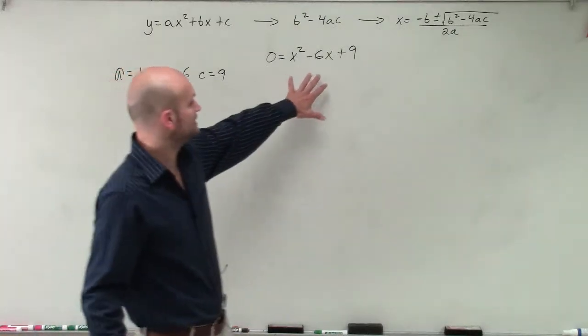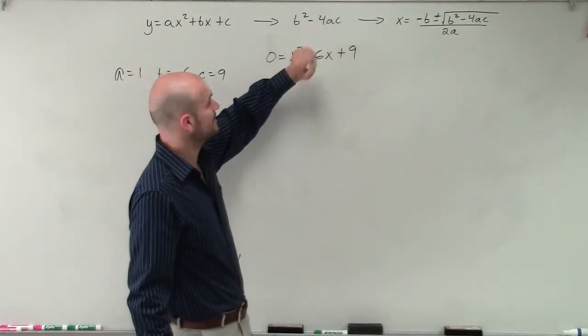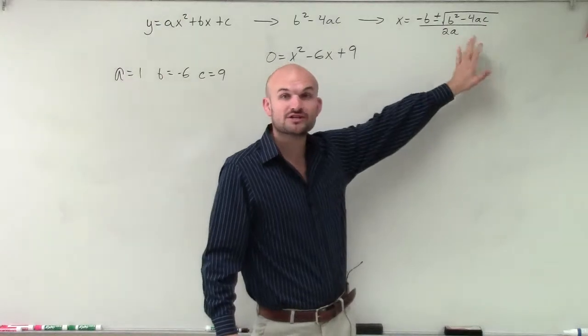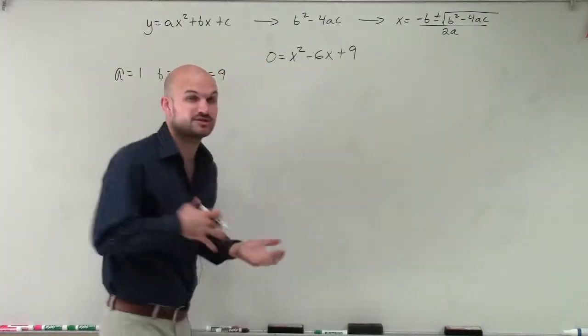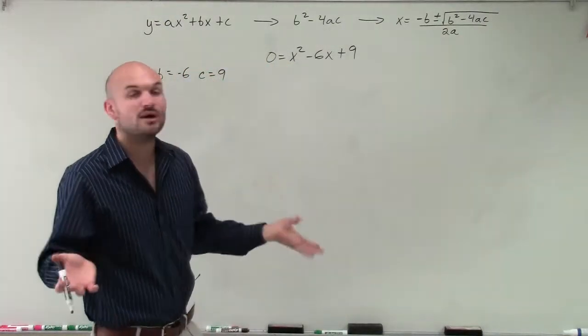Then what we're going to do is determine the discriminant. And the discriminant is going to be part of our quadratic formula of what we're taking the square root of. And that's going to help us determine the type of solutions that we have, as well as what the x-intercepts are going to be.